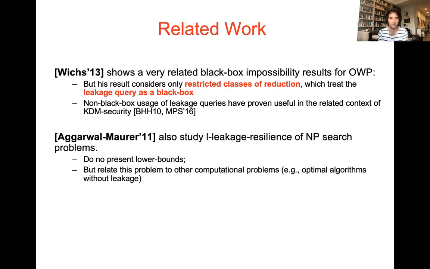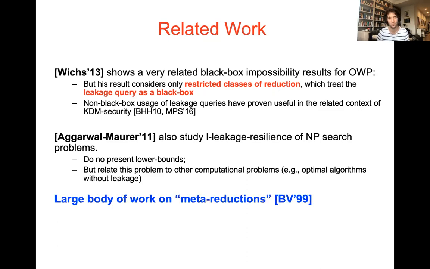Another related work is one by Agarwal and Maurer. They also study a notion of leakage resilience of NP search problems. They don't present any lower bounds or black box separations, but instead relate this problem to some other computational problems. Finally, there's a large body of literature on what's referred to as meta reductions, and meta reduction is a very nice technique for proving the types of black box separations that we're doing.